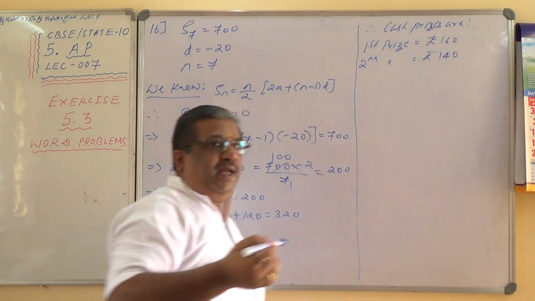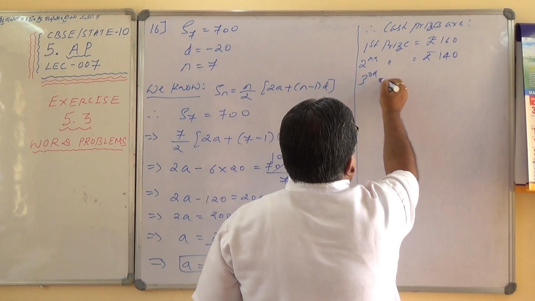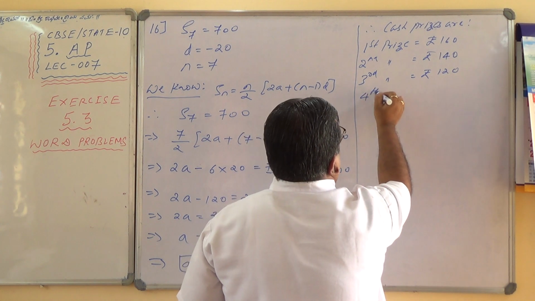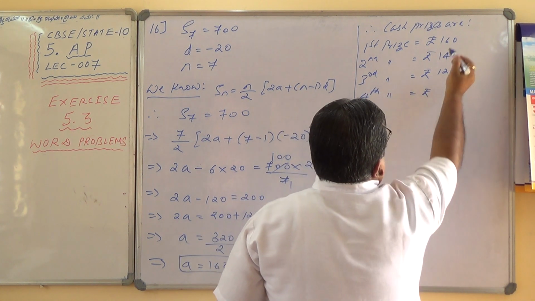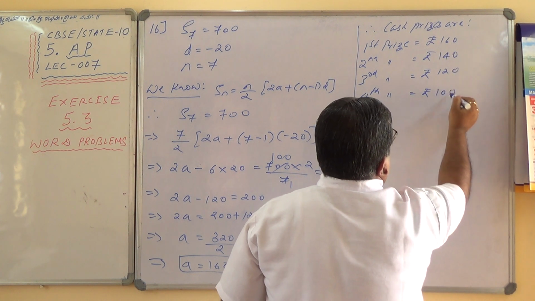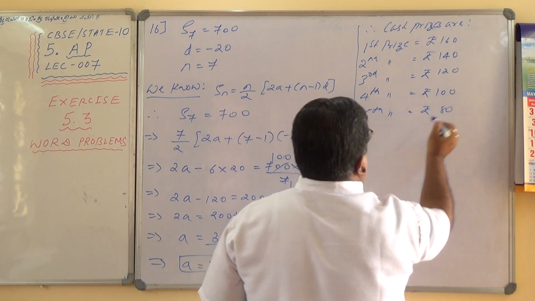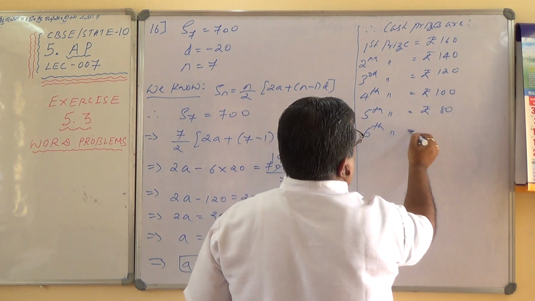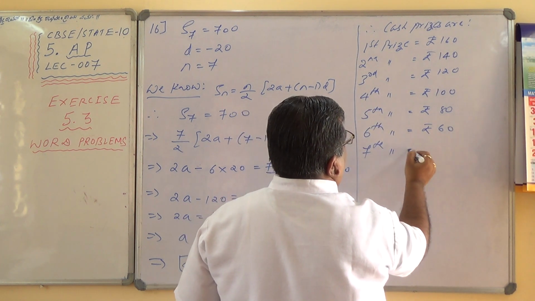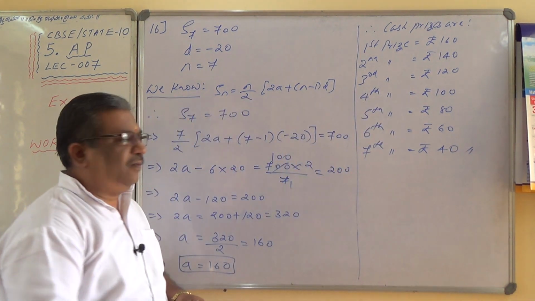A plus D, A plus 2D, A plus 3D. That is how it forms basically. And therefore, third prize rupees 120. Fourth prize 160, 140, 120, 100. Fifth prize rupees 80. Sixth prize rupees 60, and last seventh prize rupees 40. This is the answer. So note it down.